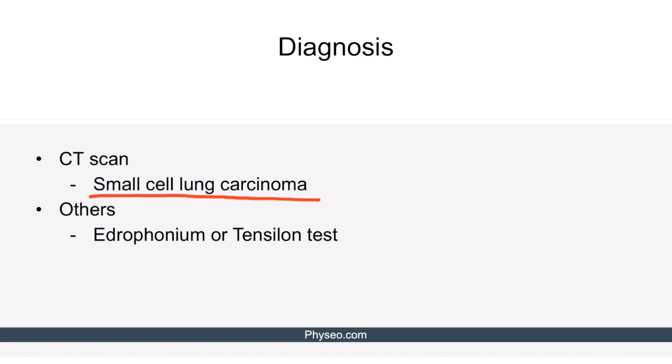It's also important to keep in mind that symptoms of Lambert-Eaton myasthenic syndrome do not improve with the edrophonium or Tensilon test. And this is because the main problem is with the decreased release of acetylcholine from the presynaptic membrane. Therefore, decreasing the breakdown of these few available acetylcholine molecules by acetylcholinesterase won't help very much.